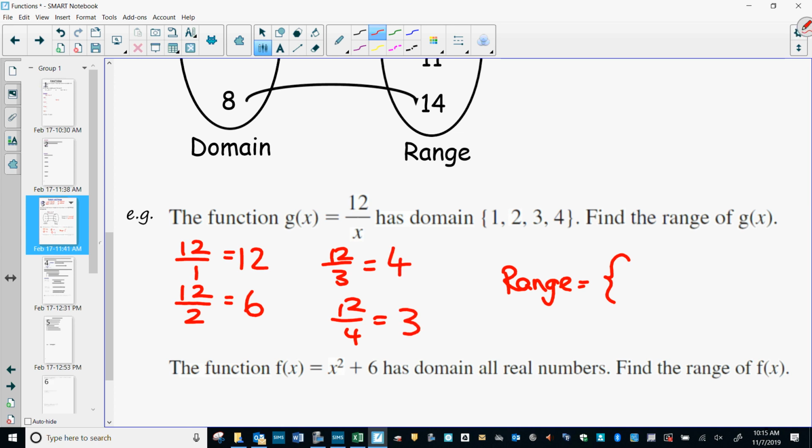Normally we would list our range in numerical order. So 3, 4, 6, and 12. Pretty straightforward, yes? If you read that question, you would just have to understand what is the domain and what is the range.